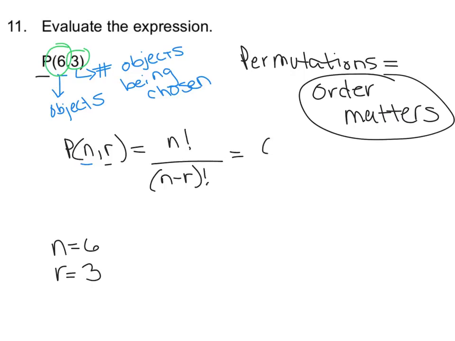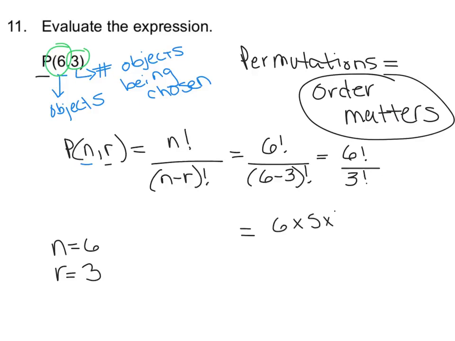So we have 6 factorial divided by 6 minus 3 factorial. And we'll do the subtraction in the parentheses first. So 6 minus 3 is 3. And this becomes 6 factorial divided by 3 factorial. Now, if we were to write this out, this is the same as 6 times 5 times 4 times 3 times 2 times 1 divided by 3 times 2 times 1.